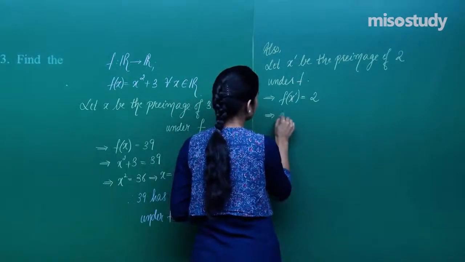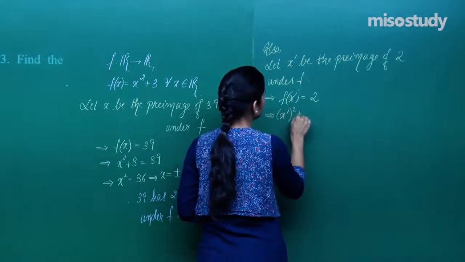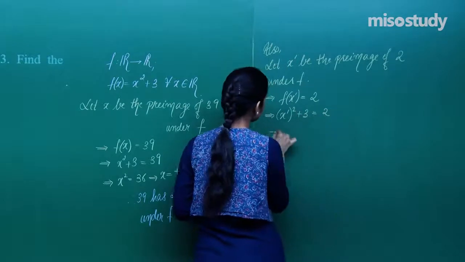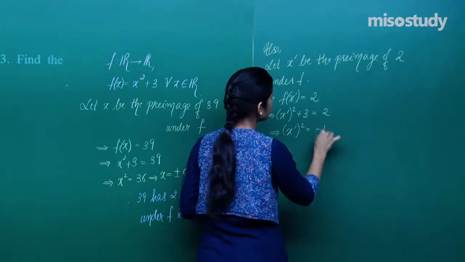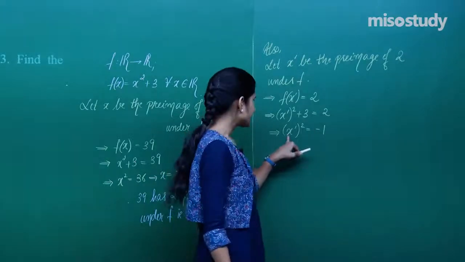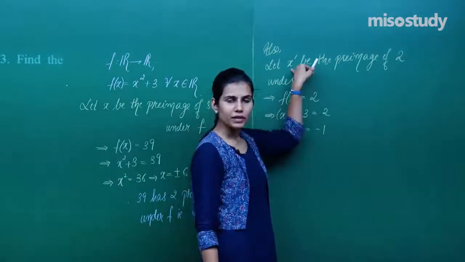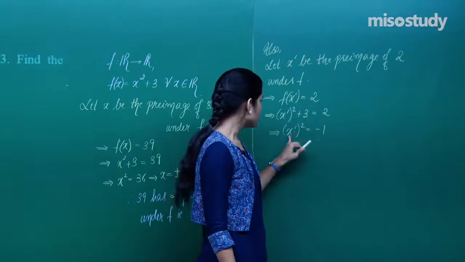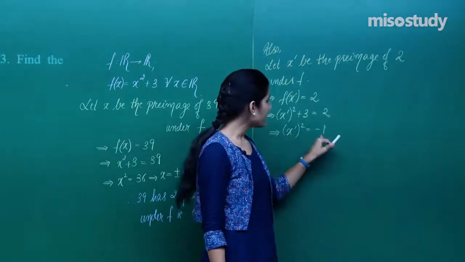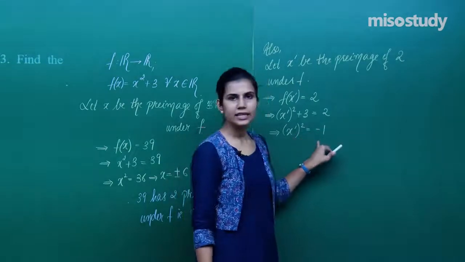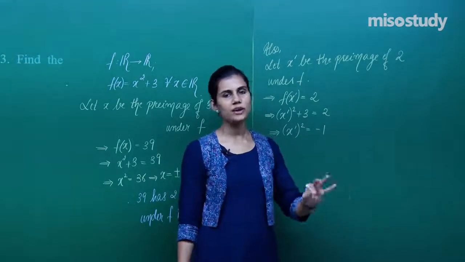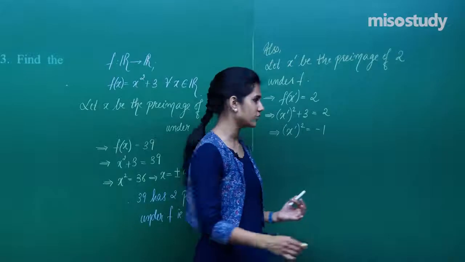f of x dash is nothing but x dash square plus 3 equals 2, which implies x dash square equals 2 minus 3, which is minus 1. Now x dash is a member of the domain of f, that means the collection of all reals. Which is that real number whose square gives you a negative answer? Is there any real number whose square is a negative quantity? Never. Square of any real number is always a non-negative quantity.